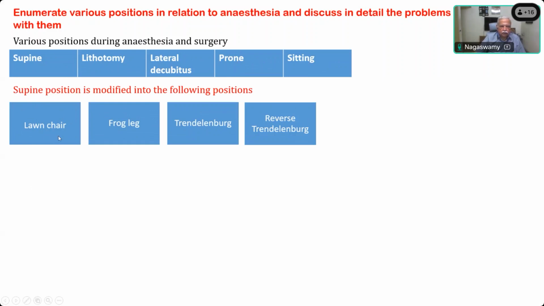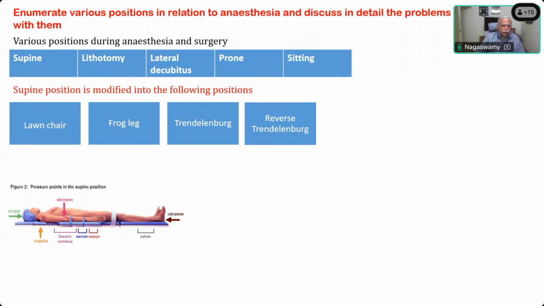I think Yoga, did you mention about lawn chair position? No, sir. No. So that is one of the modification, and frog leg position. Of course, these are not very commonly used. Of course, lawn chair is a very common procedure. I mean, position Trendelenburg and reverse Trendelenburg, they are modifications of that. So this is the common supine position. All of you will be very much aware of.